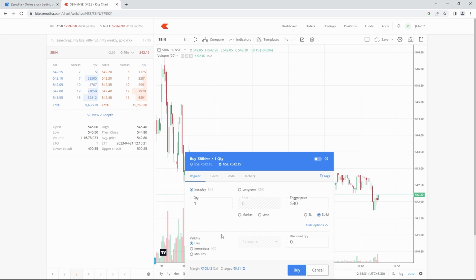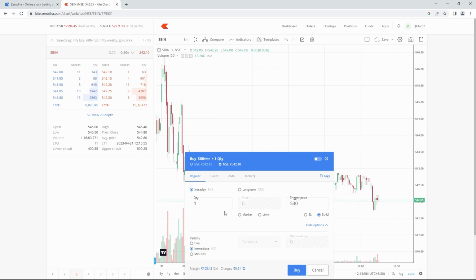As you can see, we have validity options over here as well, where you will be able to get a day validity, where you will be able to disclose the quantities as well. Do remember, you won't be able to disclose the quantities greater than you have bought or sold in the market. So whatever the quantity you want to disclose, you can always disclose lesser than the actual quantities you have executed in the market.